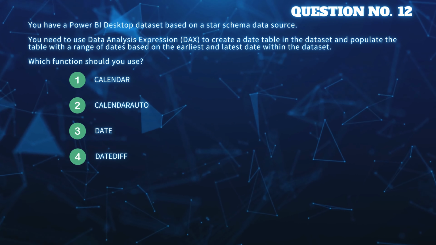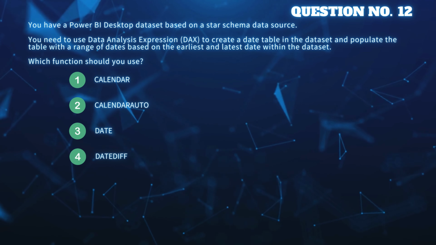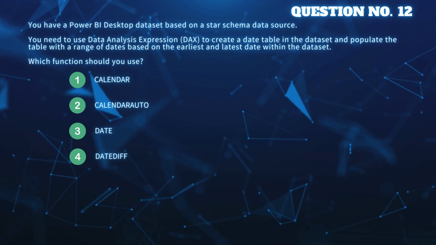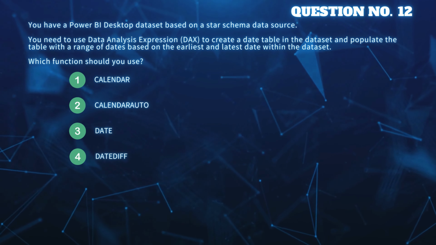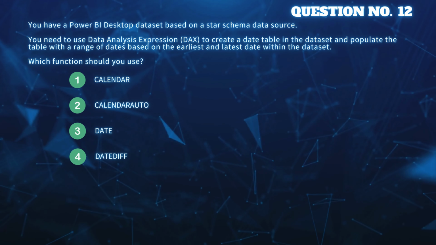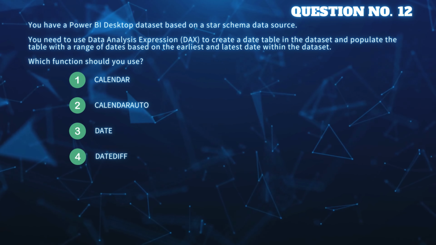You have a Power BI Desktop dataset based on a star schema data source. You need to use Data Analysis Expressions, DAX, to create a date table in the dataset and populate the table with a range of dates based on the earliest and latest date within the dataset. Which function should you use?